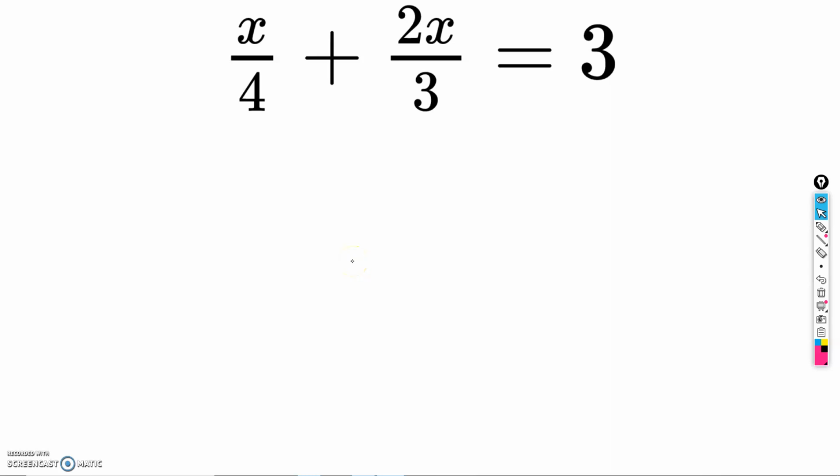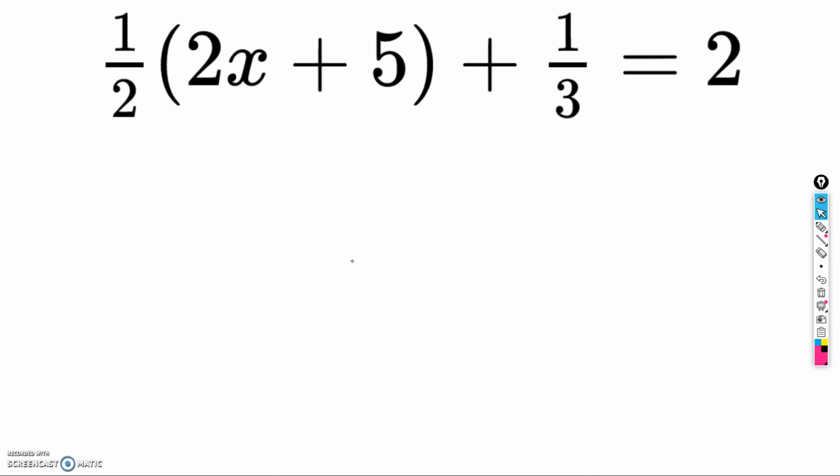Hey guys, today we're going to go over how to solve linear equations when they have fractions in them. So the three problems that I have for you today: this one where we have a fractional denominator with a 4 and a 3. I have this one where we have some stuff in parentheses and a fractional coefficient, as well as this 1/3 hanging out over here. And what do we do with that?